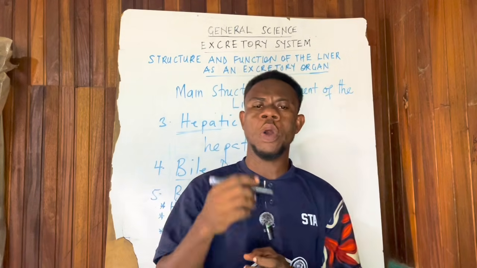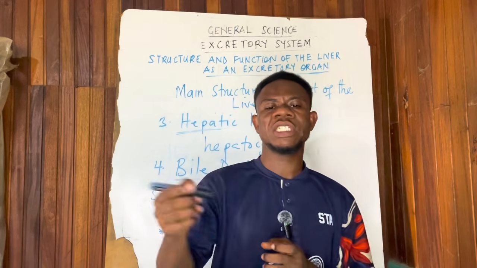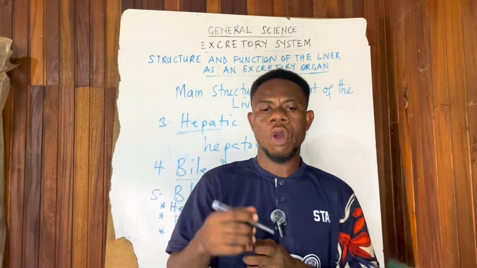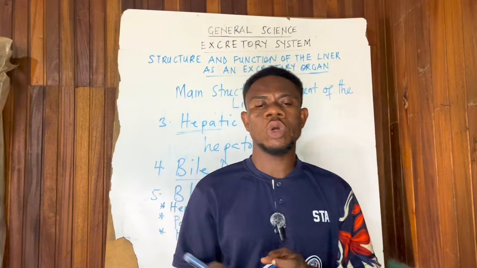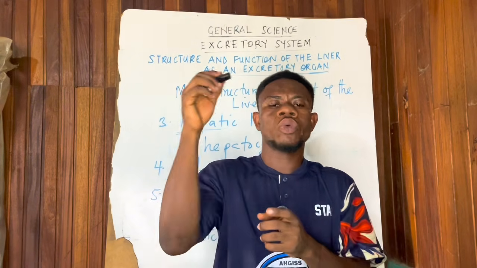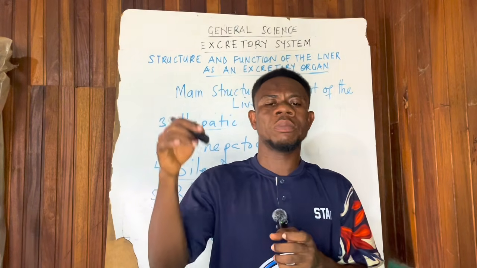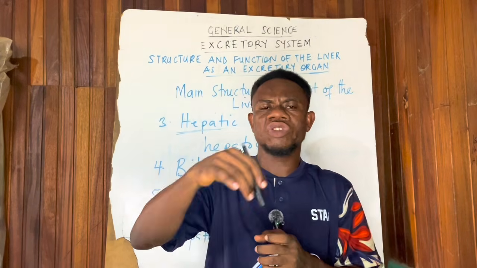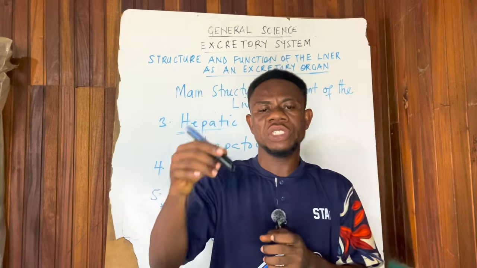We also have the portal vein, which brings nutrient-rich blood from the digestive system. So it brings nutrient-rich blood from the digestive system. And this blood type is the nutrient-rich blood.